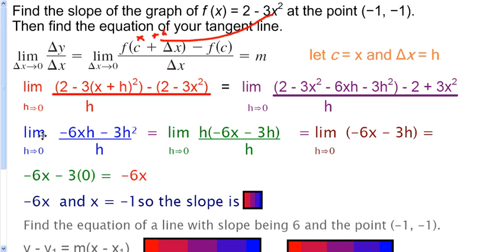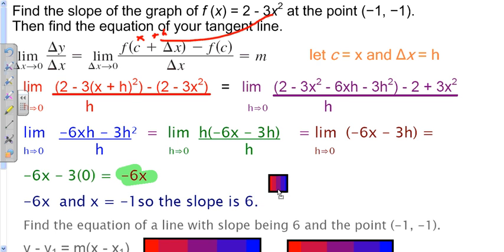Incorrect. What we have here is a formula. Our negative 6x is our formula that tells us our slope anywhere along a curve. So to actually figure out your slope, you've got to take your x coordinate of negative 1, plug it into your formula of negative 6x. So when you plug in a negative 1 into negative 6x, you get a slope of 6.